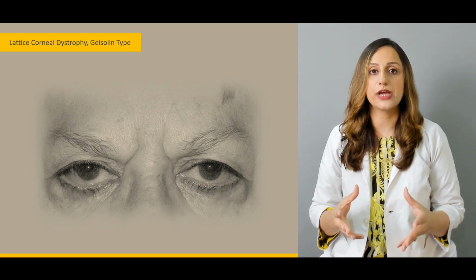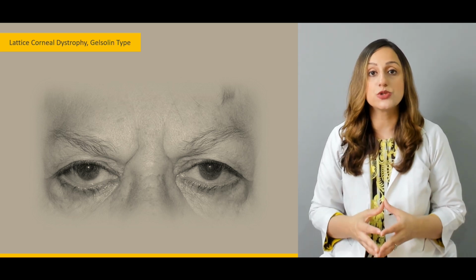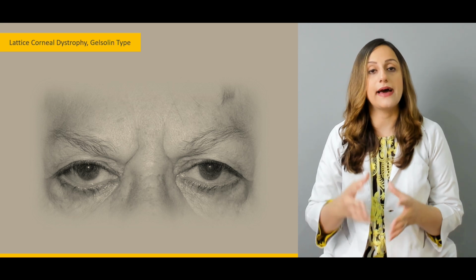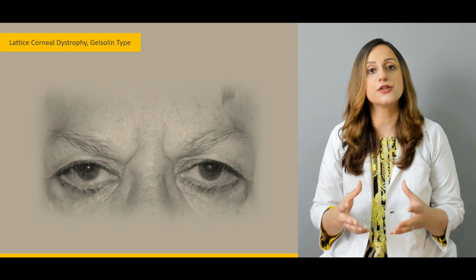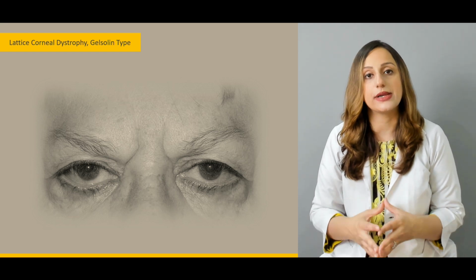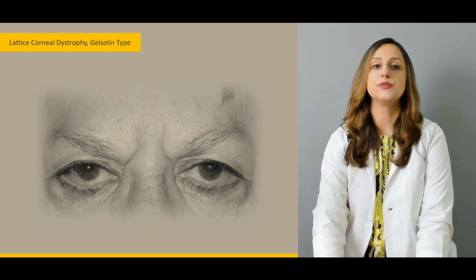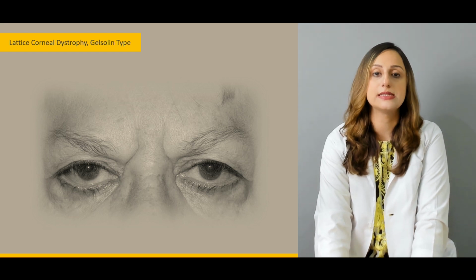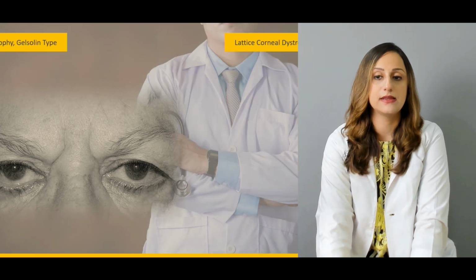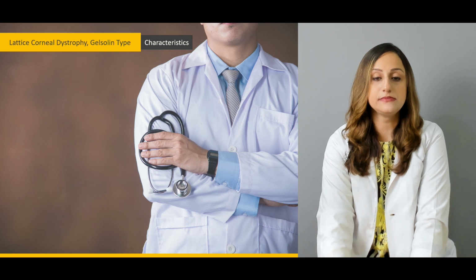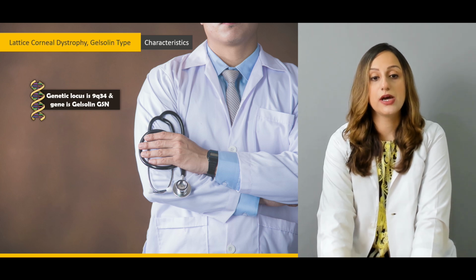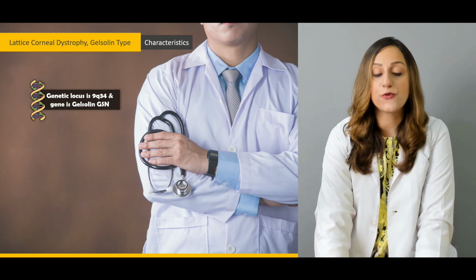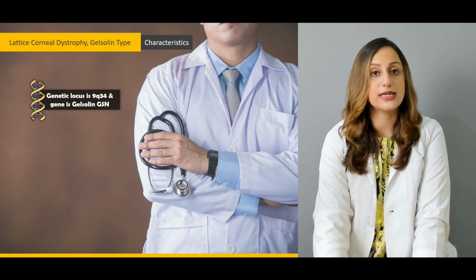The peculiar test for amyloidosis, and once diagnosed with amyloidosis, this patient can be coupled up with this lattice work, degenerative or dystrophic features in the cornea. Then this condition would be termed as the gelsolin type 1 opacities in the patient's eyes. The characteristic features are the genetic locus involved, 9q34, and the gene is gelsolin, GSN.